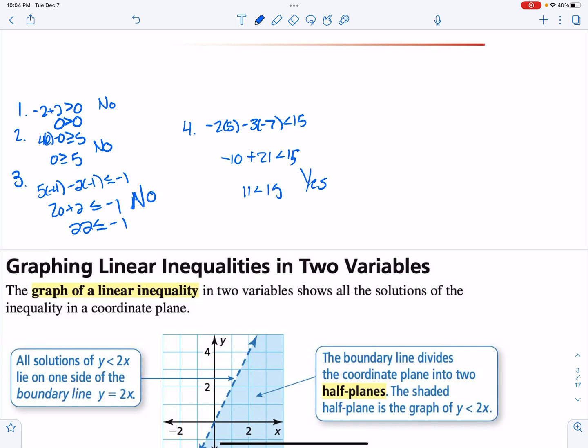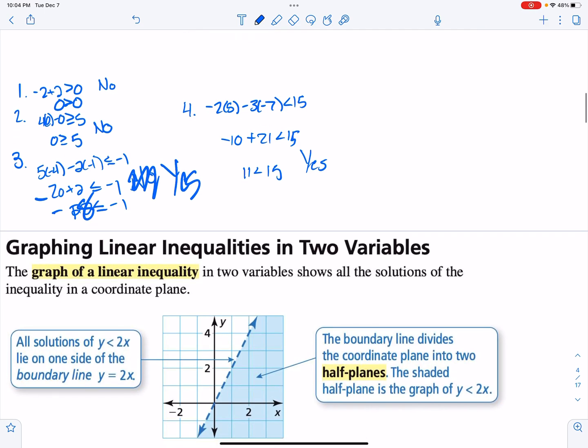Just make sure you watch your signs. As I look at that and say that, I notice I didn't watch my signs on this one, so this should be -18 is less than 1, and number 3 I'm going to change to a yes. So if you caught that and I didn't, again, good job. Just make sure you watch things like that because that messes even me up.